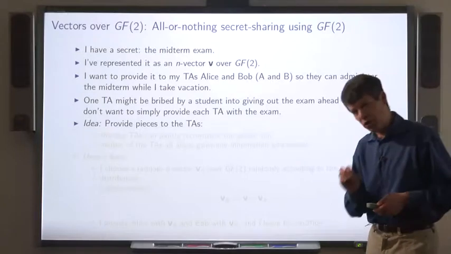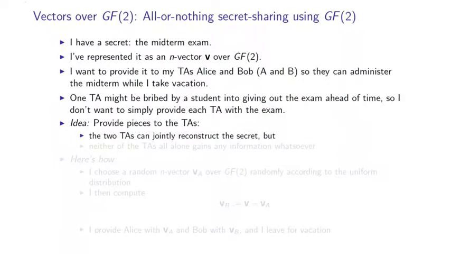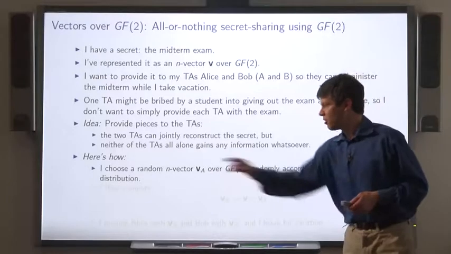So the solution is to provide pieces to the two teaching assistants. I want the two of them jointly to be able to reconstruct the midterm, but I don't want any one of them acting alone to know anything about the midterm. So here's the solution. I start by choosing a random n-vector over GF2. Let's call it vA.